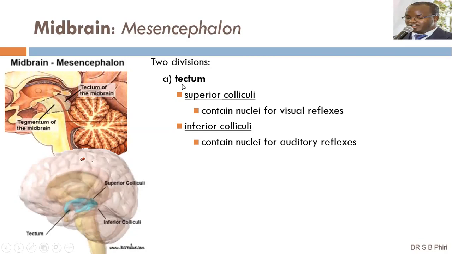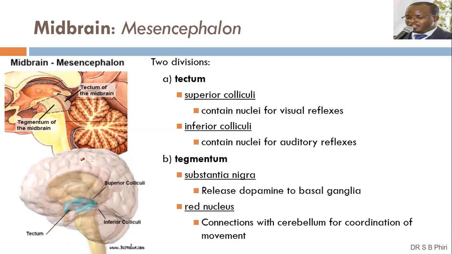In the tectum, you have the superior colliculi. The superior colliculi contain nuclei for visual reflexes. And then you also have the inferior colliculi that contain nuclei for auditory reflexes. So visual reflexes and auditory reflexes are found within the tectum. In the tectum, you have the superior colliculi and inferior colliculi. Superior is visual reflexes, inferior colliculi, auditory reflexes, which you discussed with Dr. Mshalati, I'm sure.